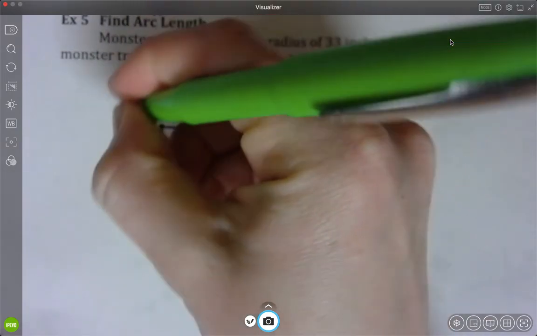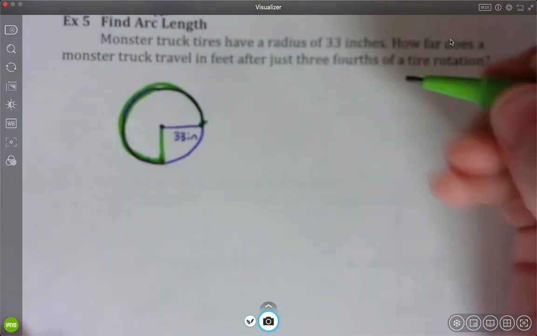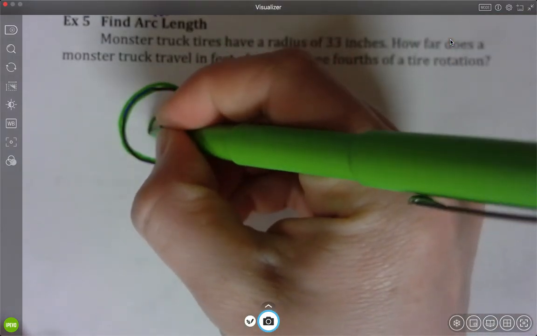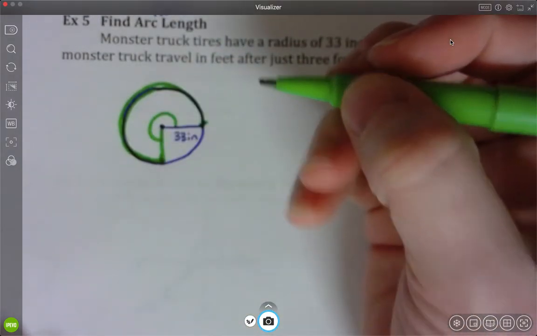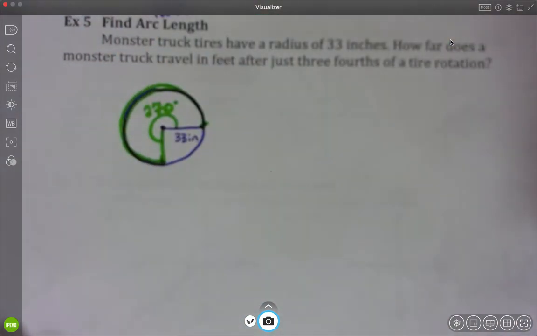So think about how many degrees that would be. How many degrees do you think would be 3/4 of a rotation? We've talked about this before. How many degrees is 3/4 of a rotation? That is going to be 270 degrees. 3/4 of a rotation.